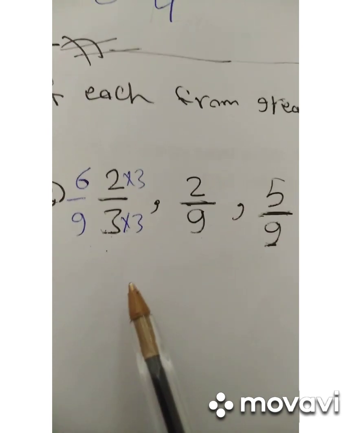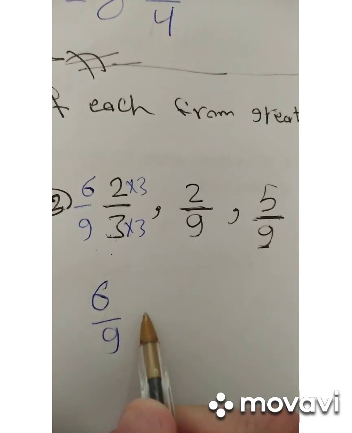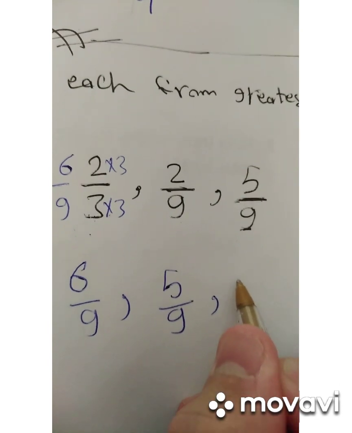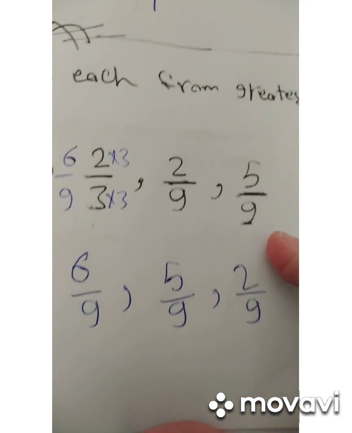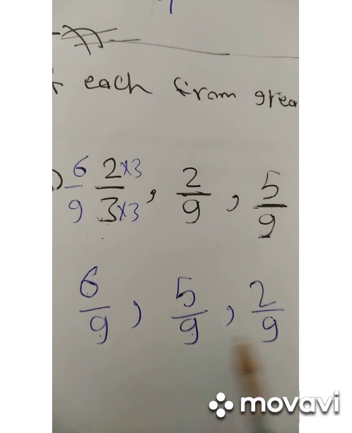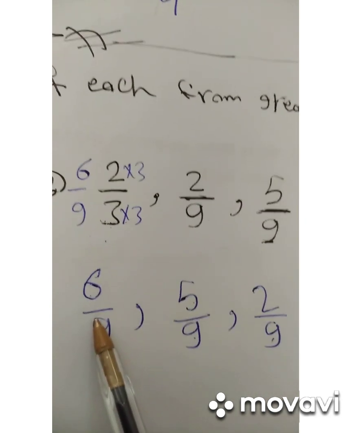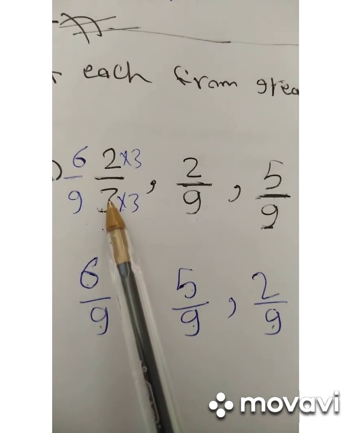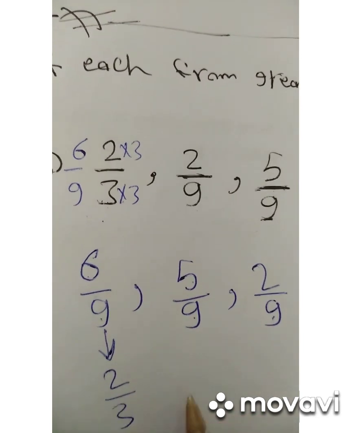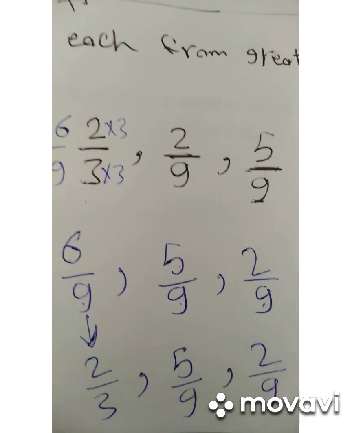Arrange them from greatest to least now. What is the greatest one? 6 over 9. Then what? 5 over 9. Then what? 2 over 9. So the greatest one is 6 ninths, then 5 ninths, and the last one is 2 ninths. But we should put this in the original form. So this is 2/3, then 5 ninths, then 2 ninths.